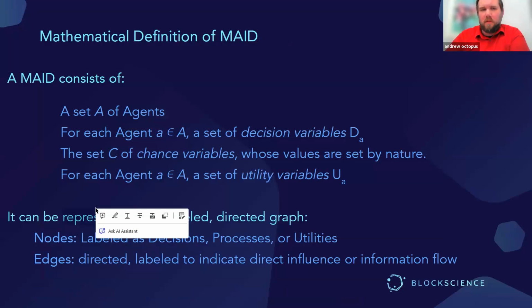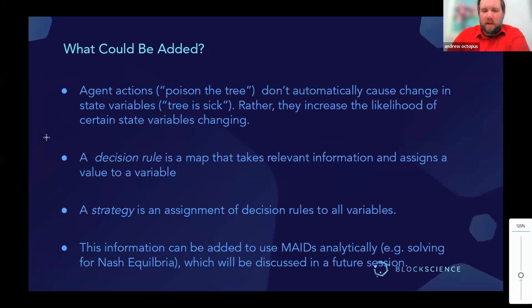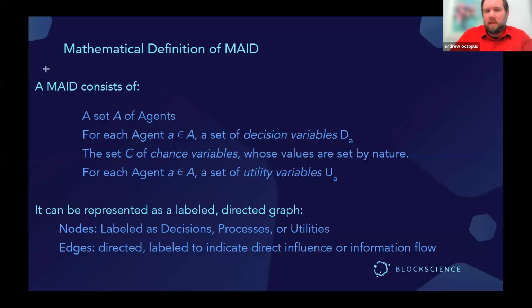So formally, we could identify an actual mathematical definition of a MAID, which is that a MAID consists of a set A of agents. In this case, we'd have Alice and Bob. For each agent in the set, we have a set of decision variables that belongs to that agent. And so the common notation when you have this type of setup is to use a subscript to indicate who this belongs to. So for instance, we would have D sub Alice and D sub Bob in this example.